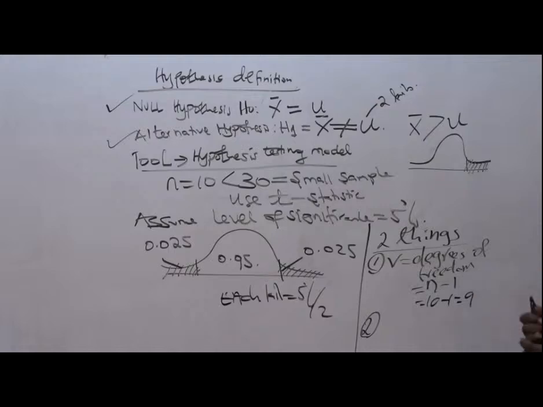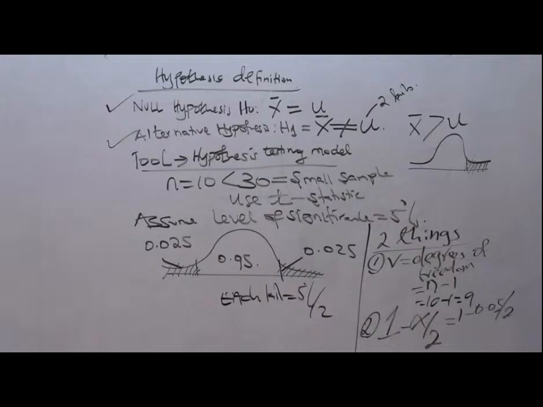Alternatively, for you to get this straight from your tables, to read the T, you will need what we call 1 minus alpha over 2. So this will be 1 minus 0.05 over 2. Remember, this 2 is only cutting the level of significance. This is the second requirement that I need.